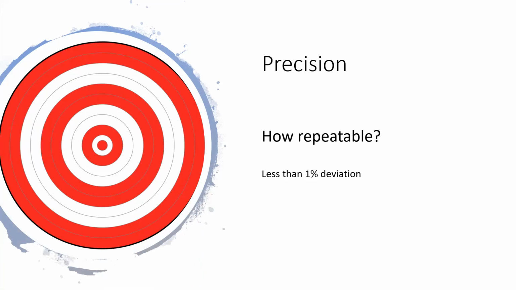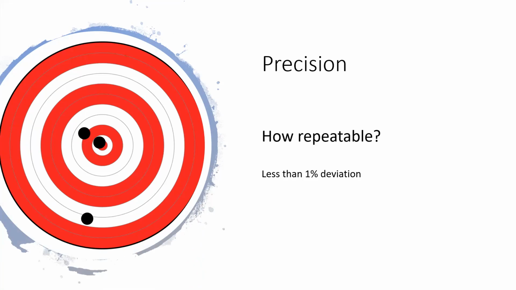So again, let's use a target. Let's say I take 3 shots at the target, and I can see here that my 3 shots are pretty close together. So I'm getting relatively the same values every time that I shoot. So I've got high precision. Now let's say one of my shots is farther away. So now my precision is a lot less because I'm getting different values, or values that are farther apart than I was before.